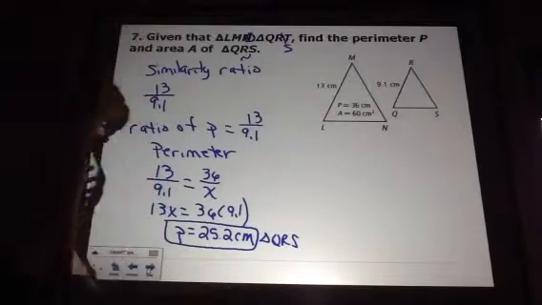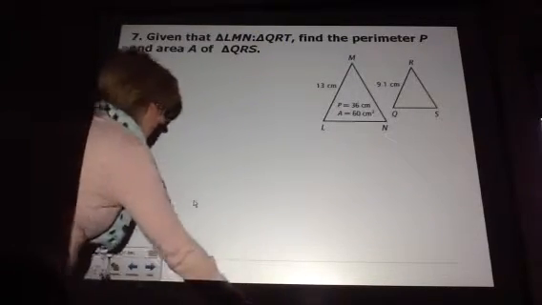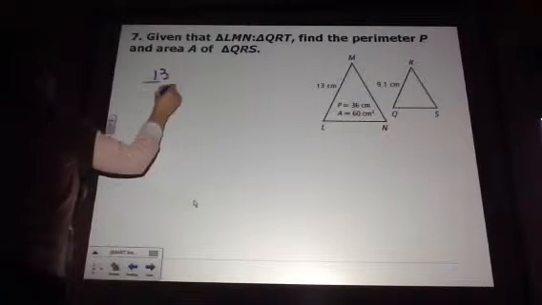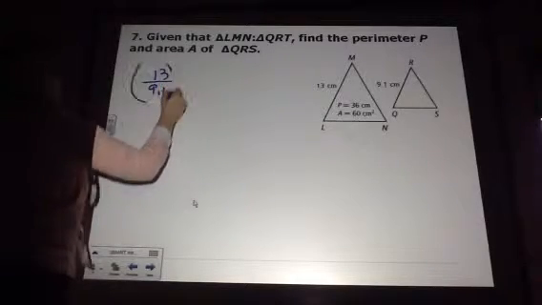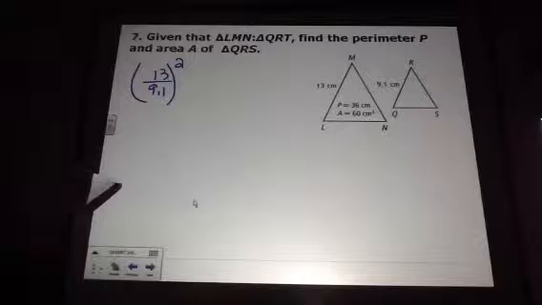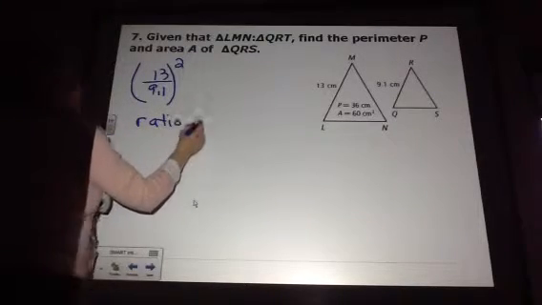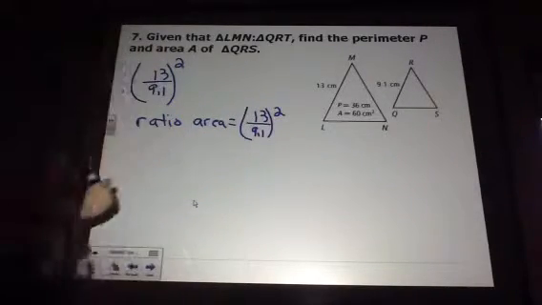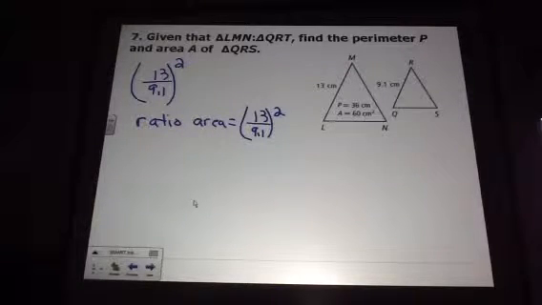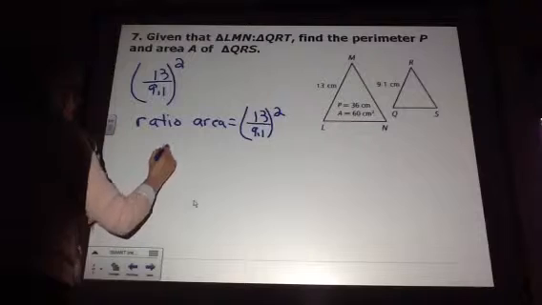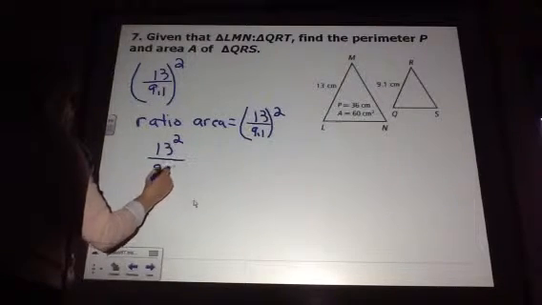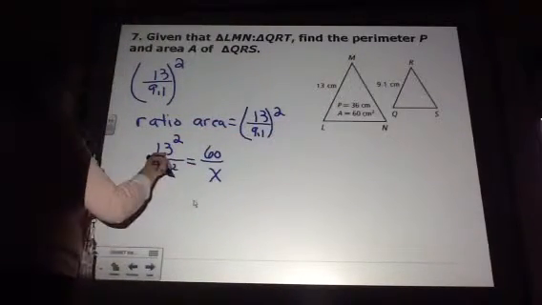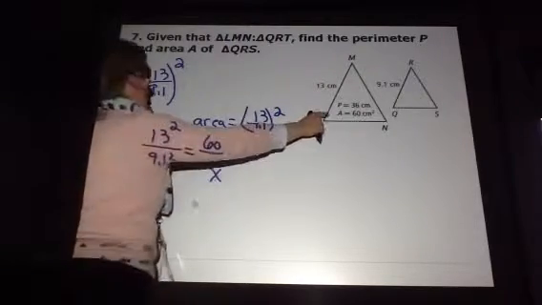Okay, now we got to find the area. For the area, you got to take your similarity ratio, which we already said is 13 over 9.1, and square it. Okay? So the ratio for the area is 13 over 9.1 squared. So to find the area of that second triangle, we can take 13 squared over 9.1 squared and set it equal. Area of the first triangle is 60 over x. 13 represents the first one. Area represents the first one on top.